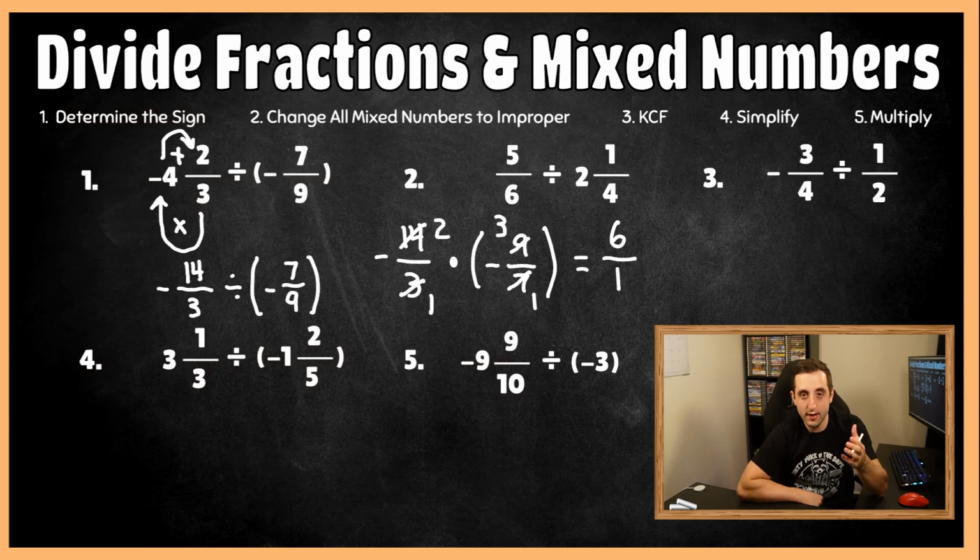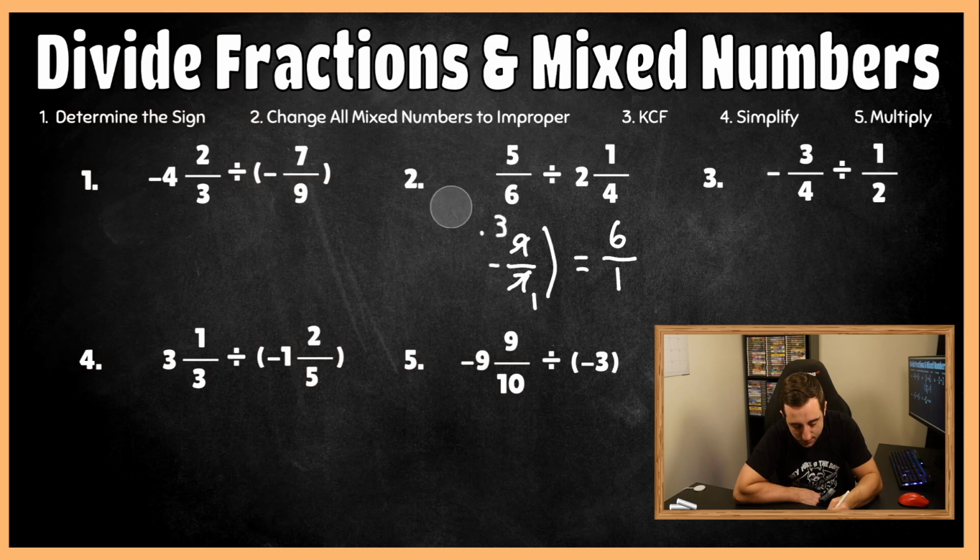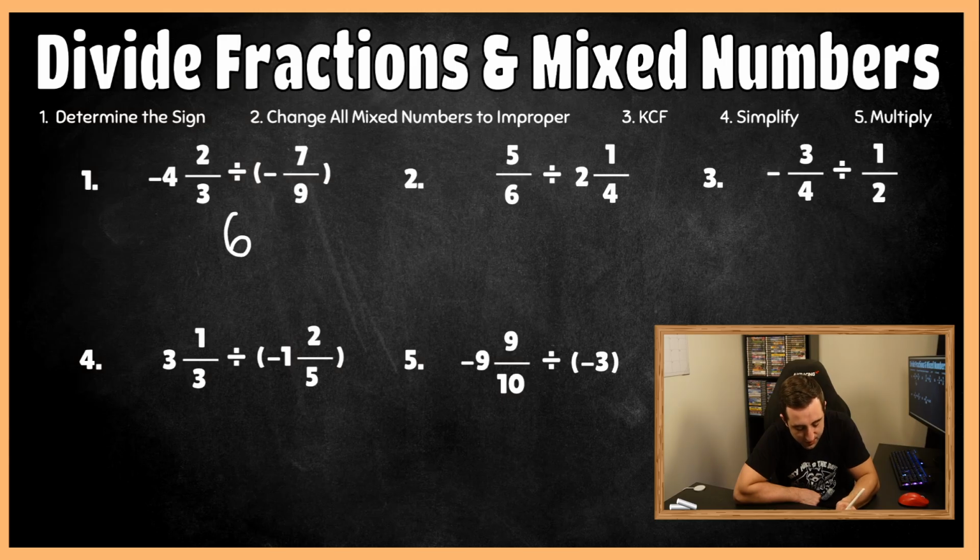And again, we know our final answer is going to be positive. Well, 6 over 1 is really just the number 6. So our final answer for the first one is just going to be a positive 6. So I'm going to get rid of all this extra work, that way we have space for number 2. And our final answer for the first one was a positive 6.